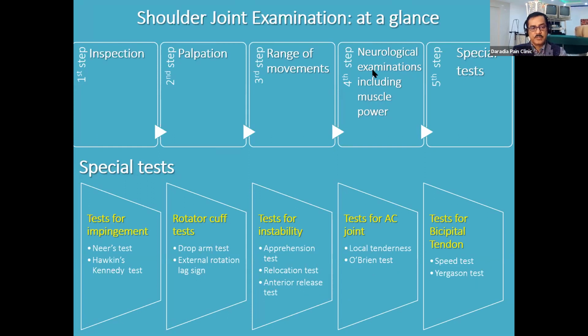Examinations part: the inspection, palpation, range of movement, the neurological examinations, the special clinical tests. And in the special clinical tests, we have five different kinds of clinical tests. One is the test for impingement. There are a few other tests of impingement. I have just given the common clinical tests here. There is a long list of clinical tests, very difficult to remember all of them, but just remember one or two for different kinds of pathologies.